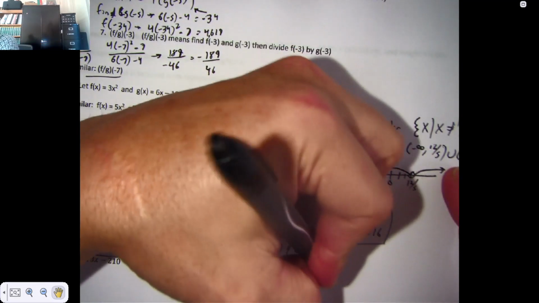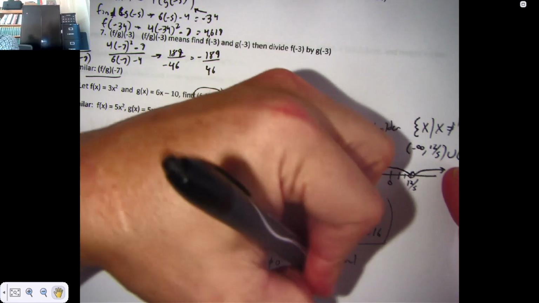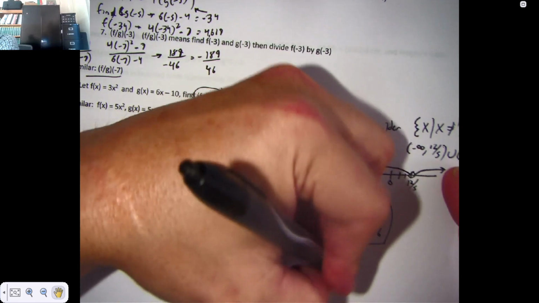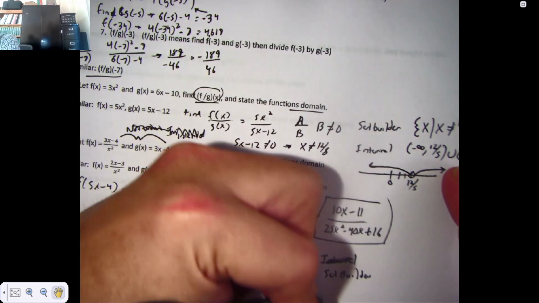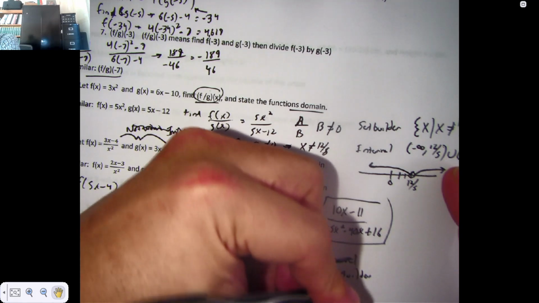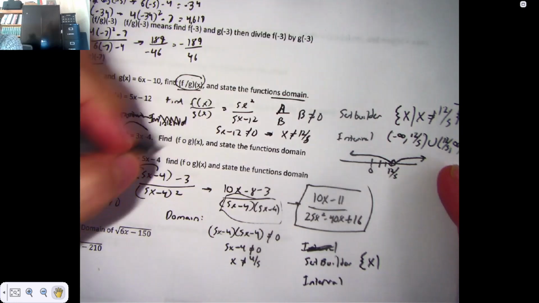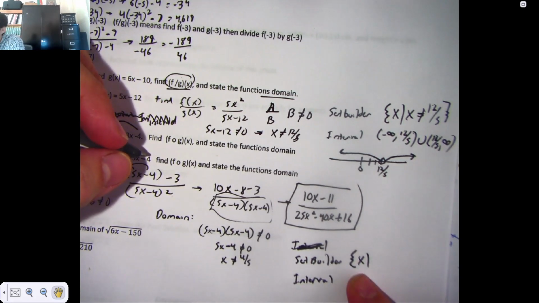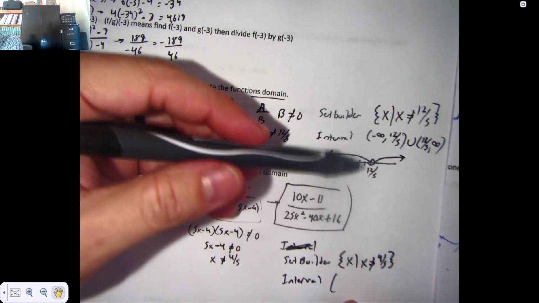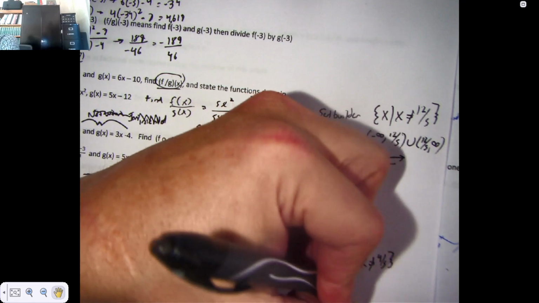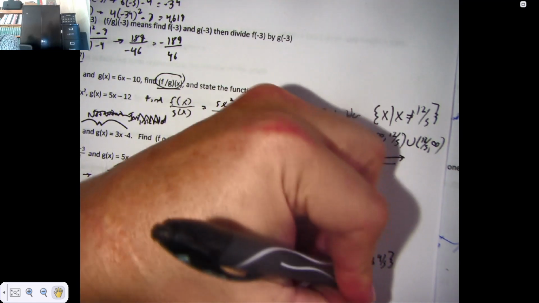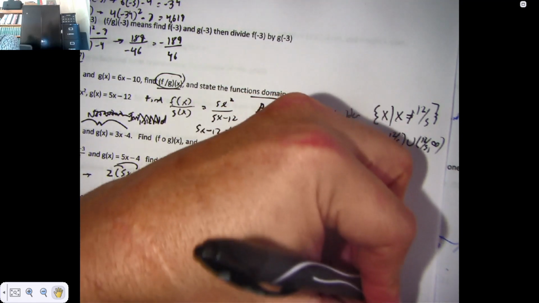So let's talk about set builder and interval. Set builder, again, is the easy one. You got your curly braces, all values of x such that x is not 4/5. The interval, look up here on the number line idea. Negative infinity to 4/5, union with 4/5 to infinity.